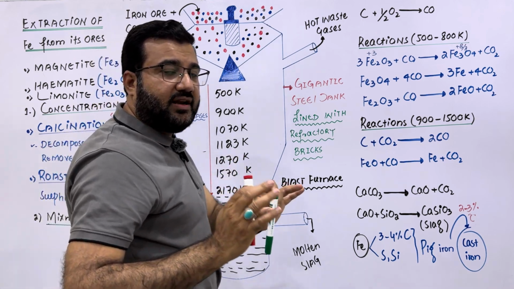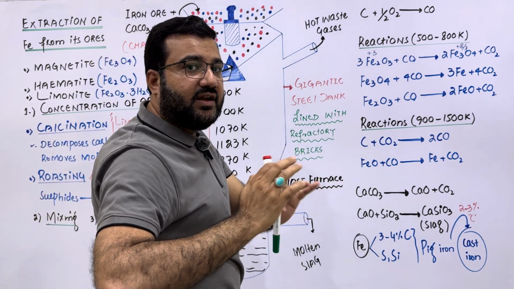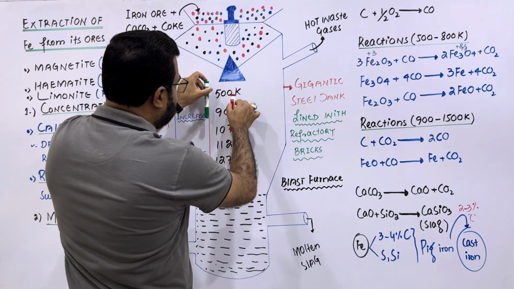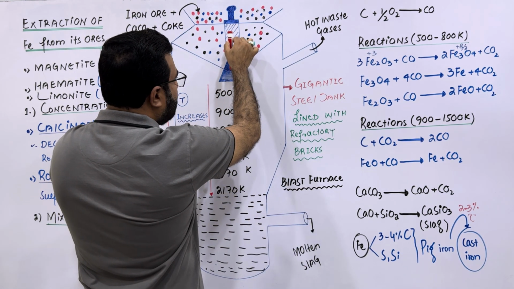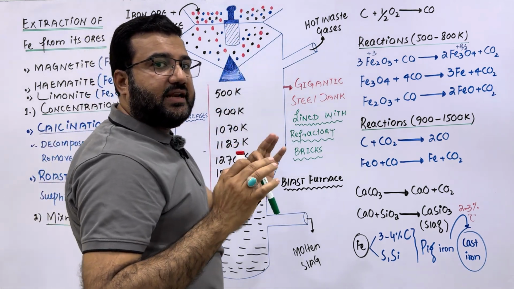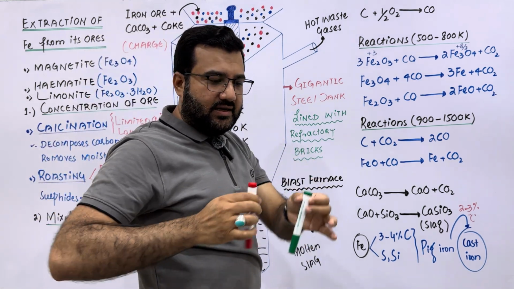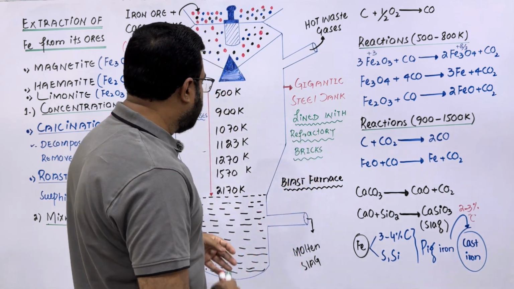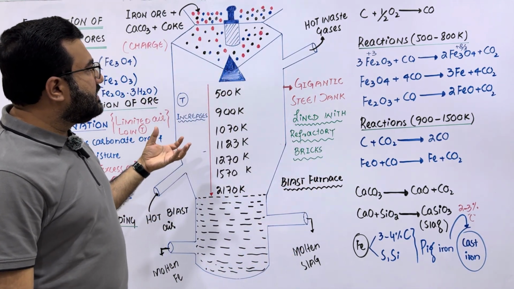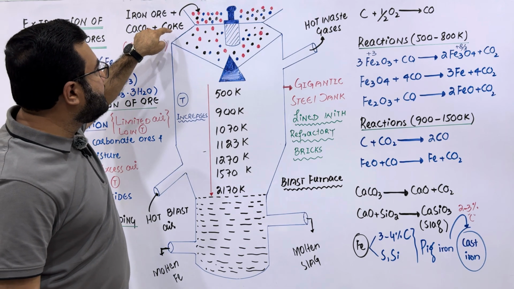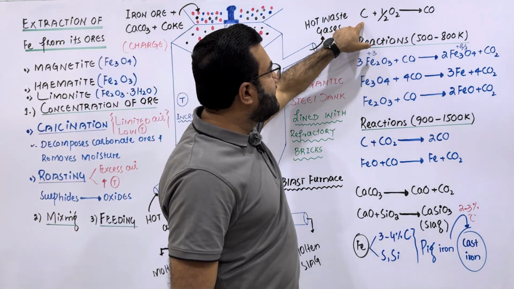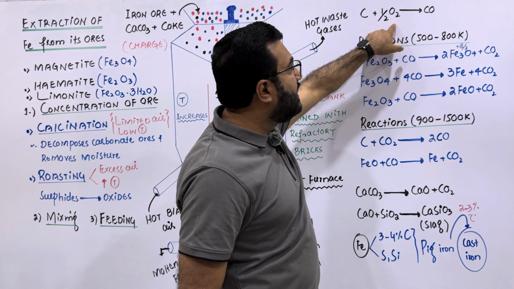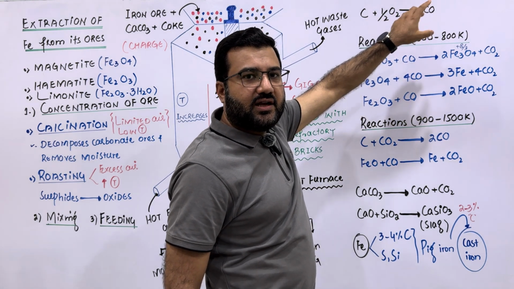Counter current mechanism means the two substances flow in opposite directions. The charge will be moving downward and the gases, hot air, will be moving upward. This counter current increases the contact surface area between the two species and that makes the reaction faster in the blast furnace. Now, my dear students, first of all, the coke present in the charge, which is basically a form of carbon, is partially oxidized by the air and it is converted into carbon monoxide.